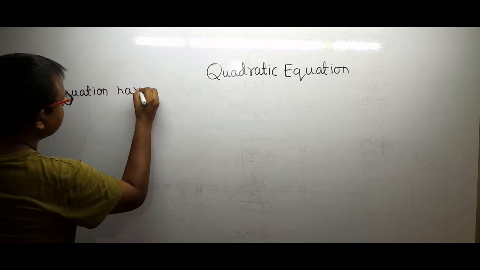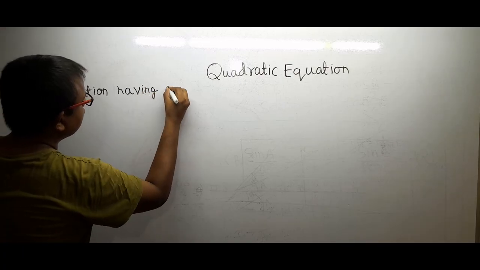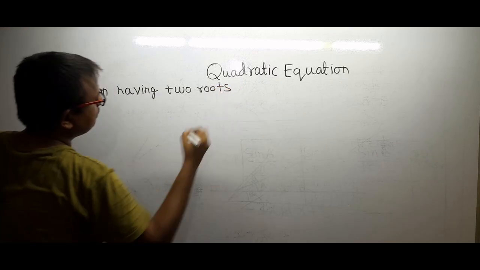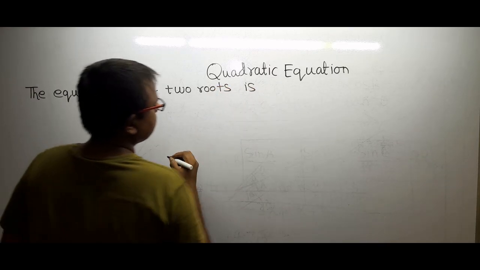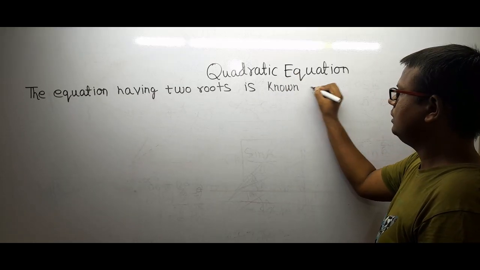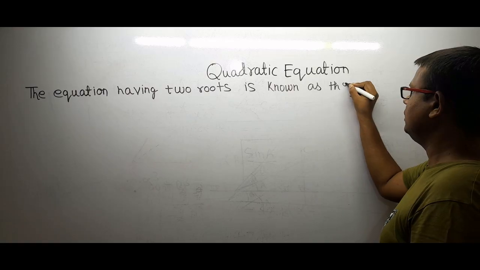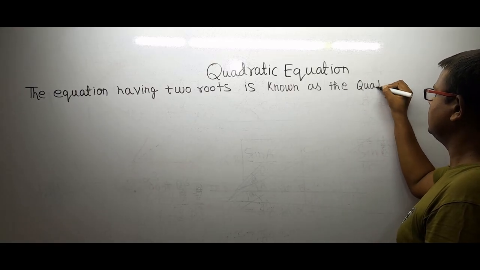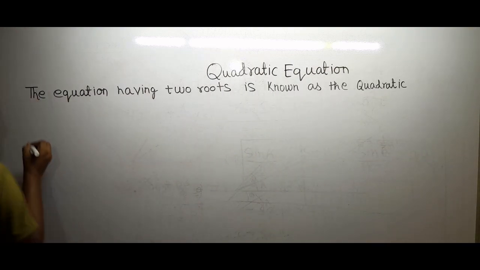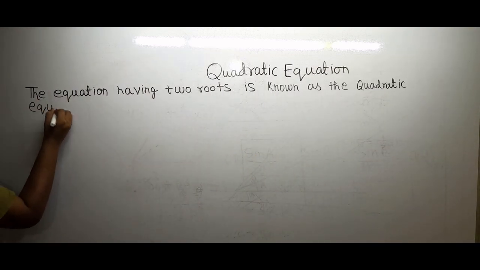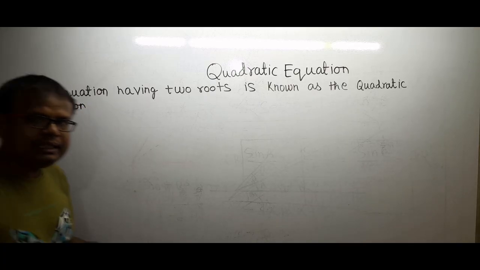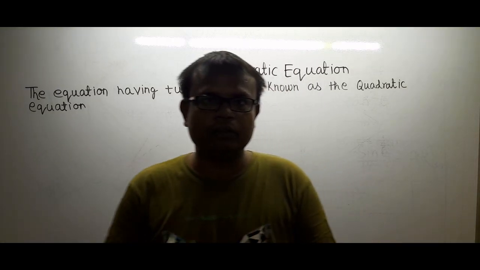having two roots is known as the quadratic equation. Okay, so an equation which has two roots is known as the quadratic equation.